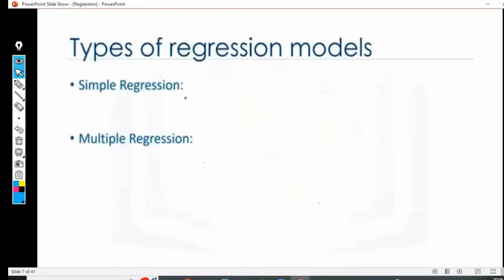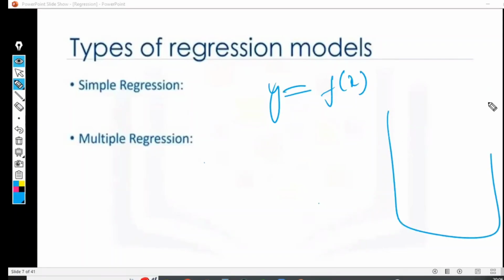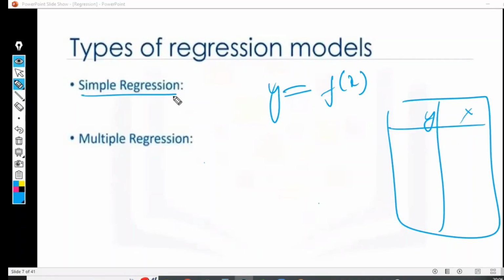Now, here is simple regression. We also have multiple regression. Simple regression means the output variable is dependent on only one single parameter, x. Output is one column only, fixed. We are not going to change the output variable. If it is only f of x, only one variable, you have only two columns, one is y and one is x. Input variable is also one, so it is called simple regression.